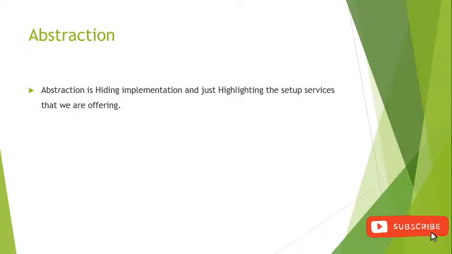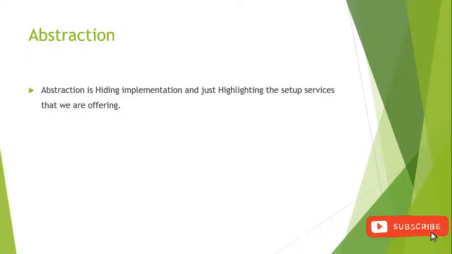Okay, so abstraction. If we see the definition, abstraction is hiding the implementation and just highlighting the set of services that we are offering. This is the meaning of abstraction. If we take a real-time example, if you want to start the laptop, what will we do? We simply press the power on button and our laptop will be on, right? But we don't know what the inside implementation is. If we press the button, what is happening inside, we don't know that.